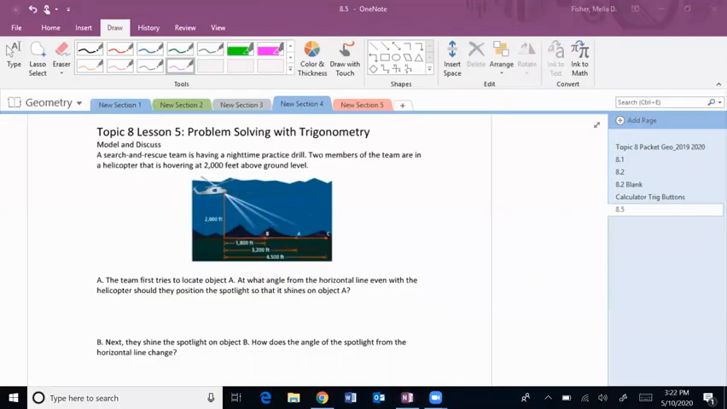Okay, welcome to 8.5. This is the model and discuss. You can try this on your own if you want, or you can just jump right in with me.